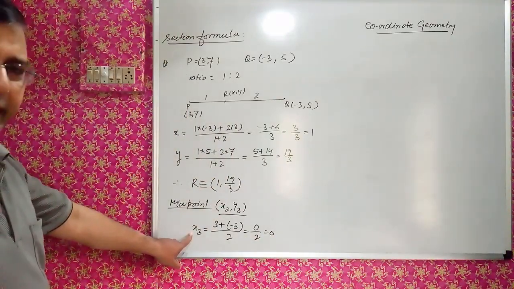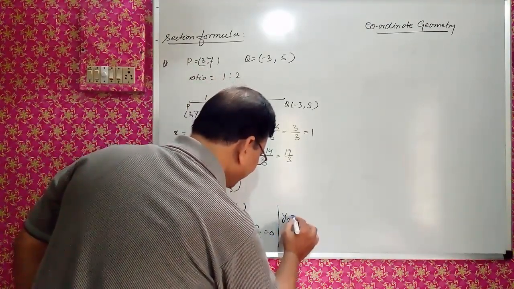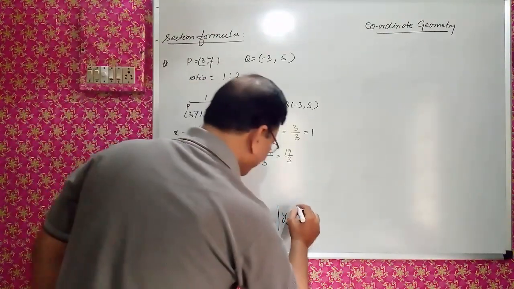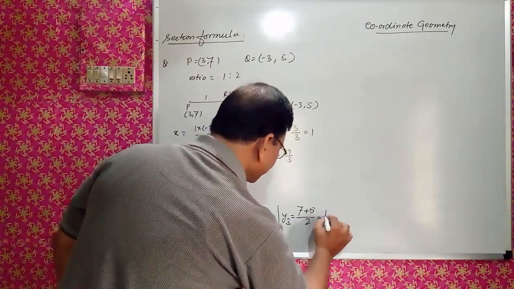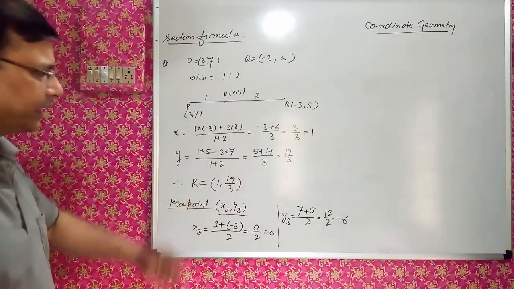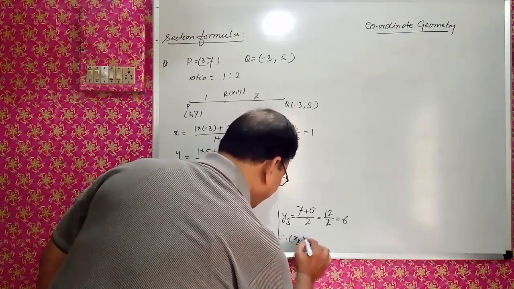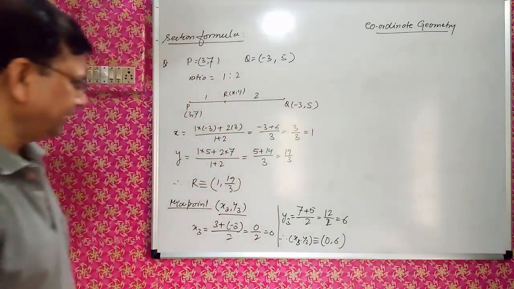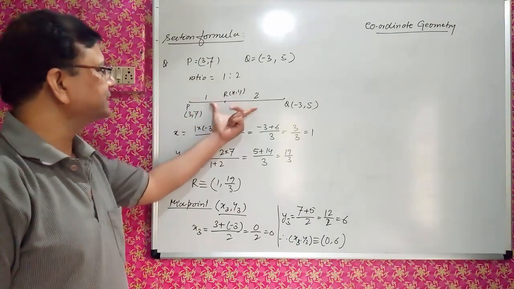Means the midpoint x coordinate is 0. Now we will talk about the y coordinate. So that will be y3. So y is this plus this by 2, isn't it? y1 plus y2 by 2, that is 7 plus 5 by 2, that is 12 by 2, that is equal to 6. Therefore, what is the coordinate of the midpoint? x3, y3 is equal to (0, 6). This is the coordinate of the midpoint, and this is the point which divides this line segment into 1:2.